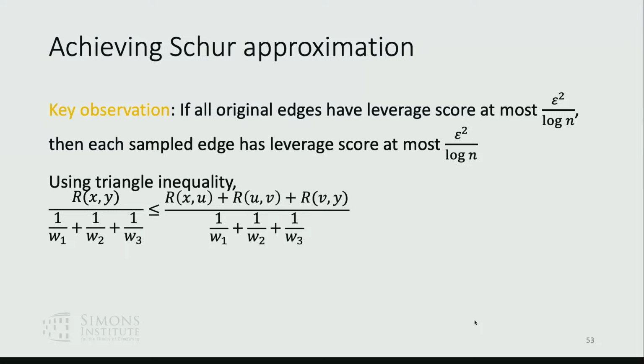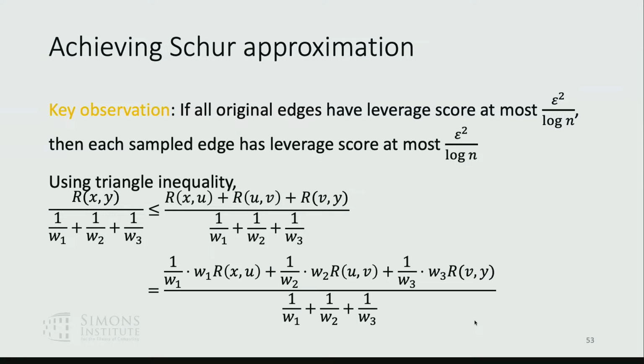Right? And I have 1 over wi. Let me rewrite each of these as 1 over w1 times w1r, 1 over w2 times w2r, 1 over w3 times w3r. What have I got? These are leverage scores of the original edges that you actually sampled the walk with. wi ri, these are leverage scores of the original edges, which I assumed were bounded by epsilon squared over log n. And this is a weighted sum of the leverage scores, a weighted convex combination. So this is bounded by epsilon squared.